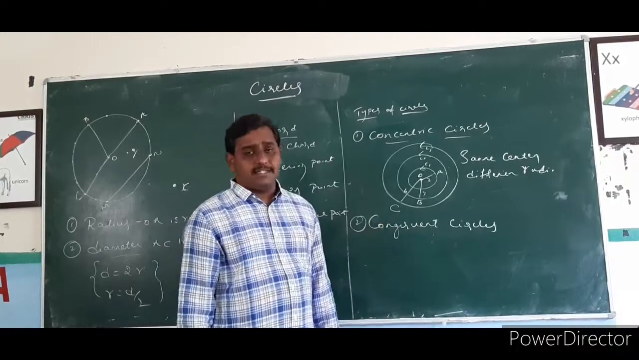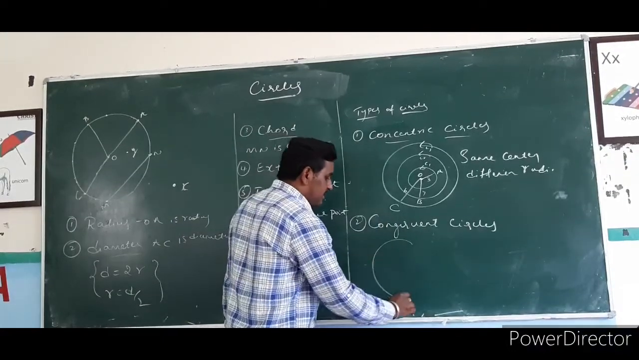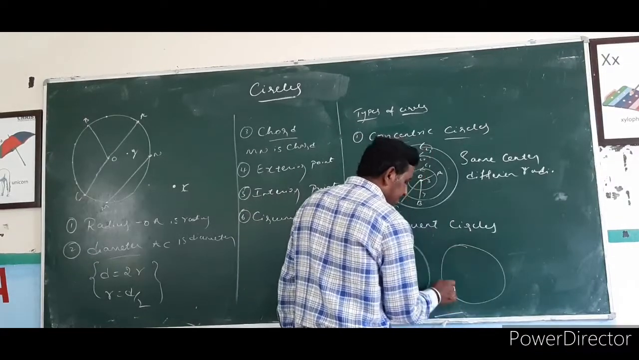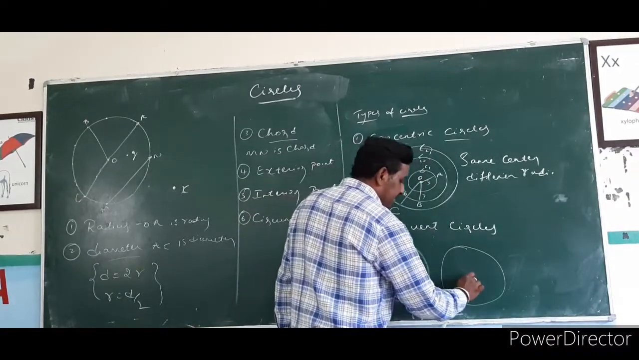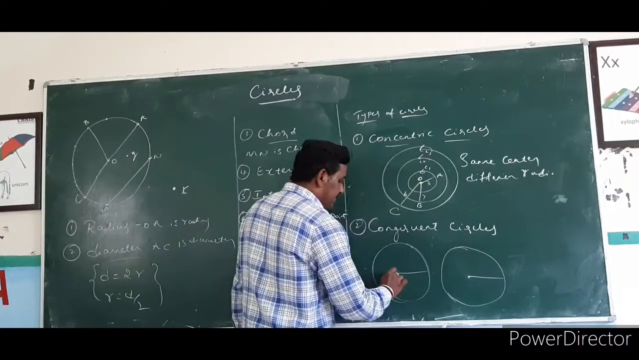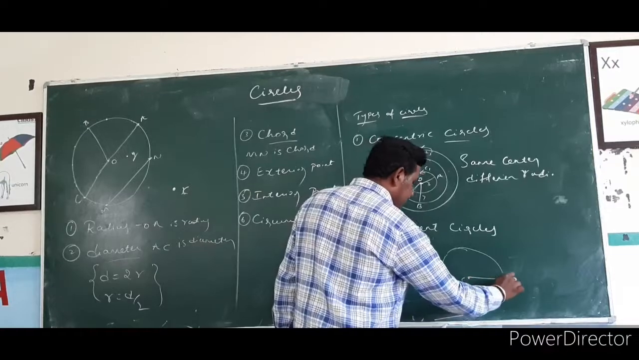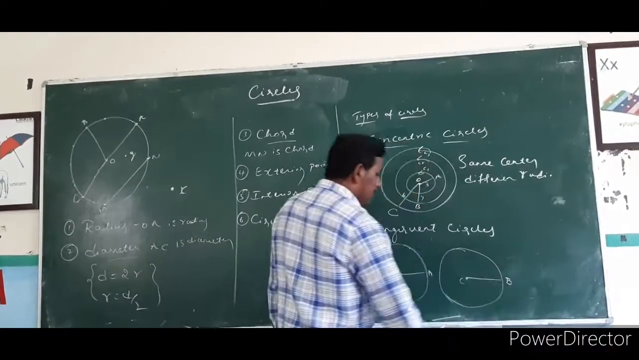Congruent circles means two or more circles having different centers but the same radius. So look at it.